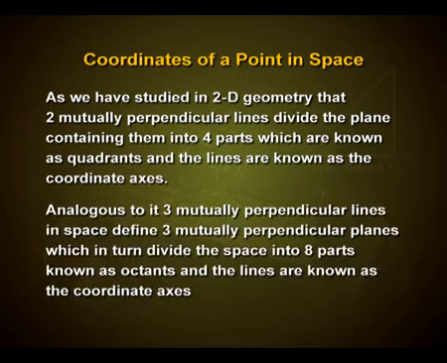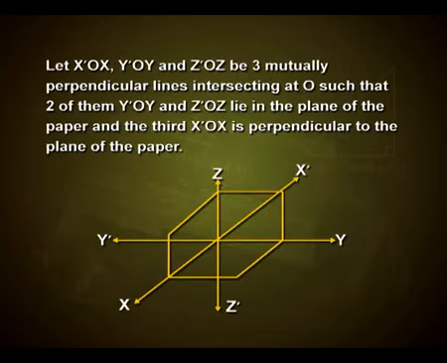Analogous to it, three mutually perpendicular lines in space define three mutually perpendicular planes which in turn divide the space into 8 parts known as octants, and the lines are known as the coordinate axes. Let X'OX, Y'OY and Z'OZ be three mutually perpendicular lines intersecting at O such that two of them, Y'OY and Z'OZ, lie in the plane of the paper and the third, X'OX, is perpendicular to the plane of the paper.